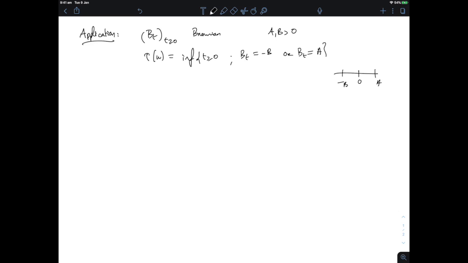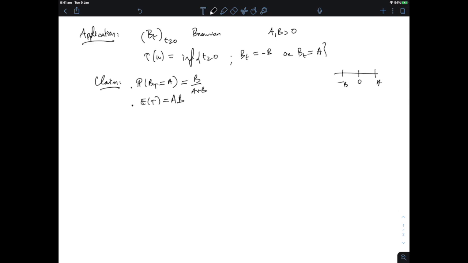And we're going to show that, just as we had for the random walk in discrete time, the probability of exiting through A rather than minus B is B divided by A plus B, and the expected time at which this happens is A times B. So we're going to prove this in the context of Brownian motion.